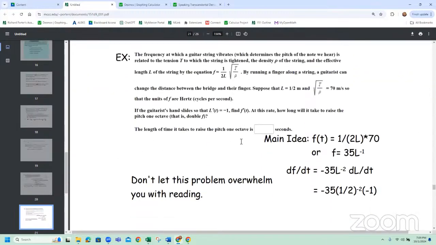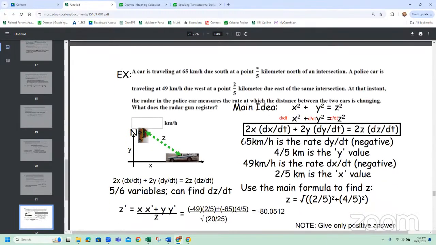I'm not going to do that one. Watch the video. This one is frequently on the test. So let me just show you this one. So they're talking about a car. Here's a picture, and one car's going this way, one car's going that way.